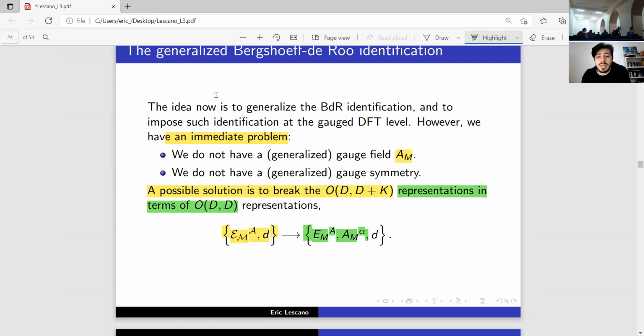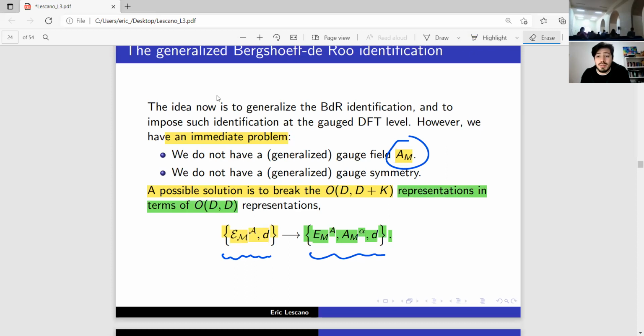So we are trying to convert our gauge double field theory. In both cases, this is a gauge double field theory, but if we write it in terms of these fields, we do not have this kind of gauge field explicitly in our theory. And if we write our O(D+K) invariant theory in terms of O(D) representations, now this field appears. Now we have a kind of gauge field to identify with a kind of connection in terms of double field theory. So we need to break our O(D+K) representation.